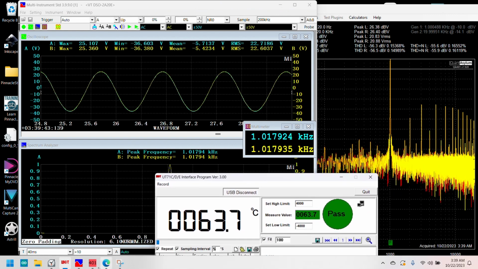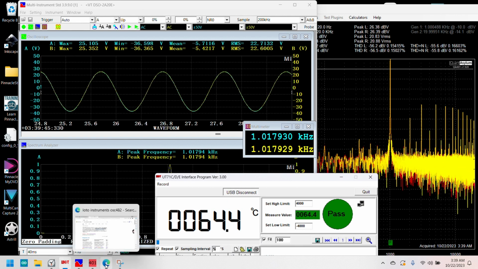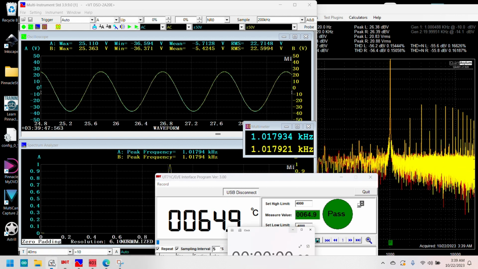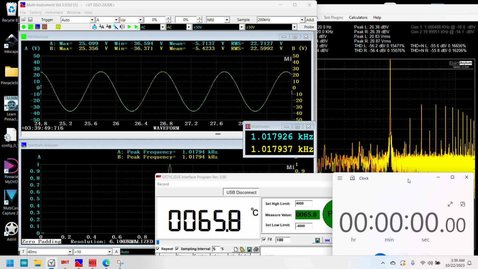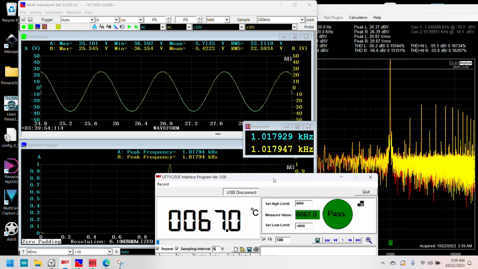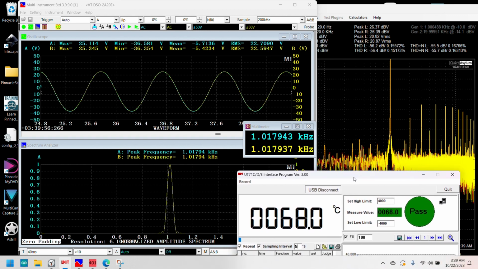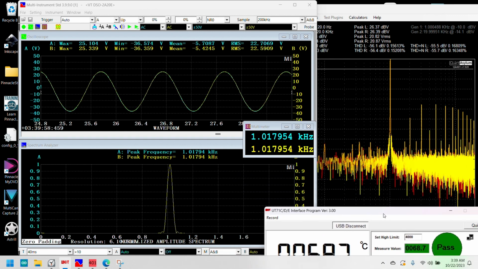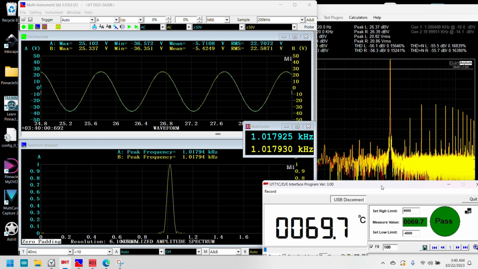One thing that I did not do is the timer, the clock, which is still 00, because this is not a soak test actually. So I'm just evaluating it, and that's what we get right now. The three waveform, 69 degrees centigrade.